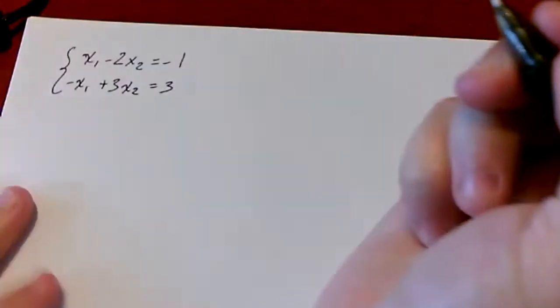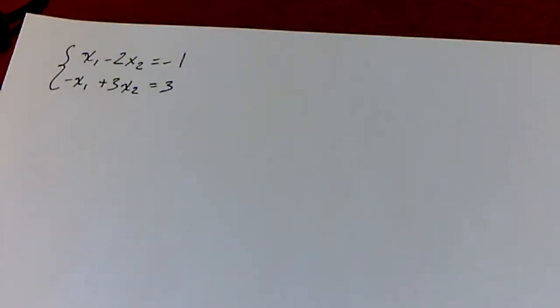All right, so let's look at a system here. I've got x1 minus 2x2 is equal to -1, and negative x1 plus 3x2 is equal to 3. Now, there's plenty of ways you might know to solve systems of equations. It's probably something you did in a high school algebra class. Substitution and elimination are the most common. You also do graphing frequently.